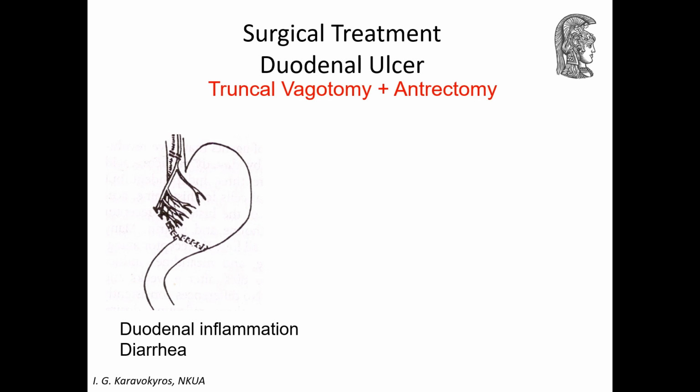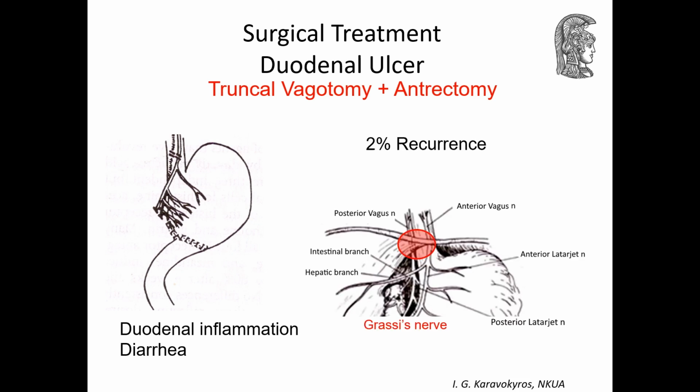To avoid diarrhea, the truncal vagotomy can be substituted by the technically more difficult selective vagotomy. Recurrence rates are as low as 2%, and for these a branch of the posterior vagus, known as Grassi's nerve, is probably responsible. This derives cranially to the intestinal branches and innervates the gastric fundus.